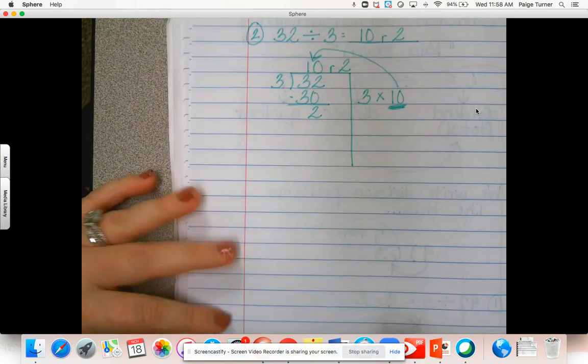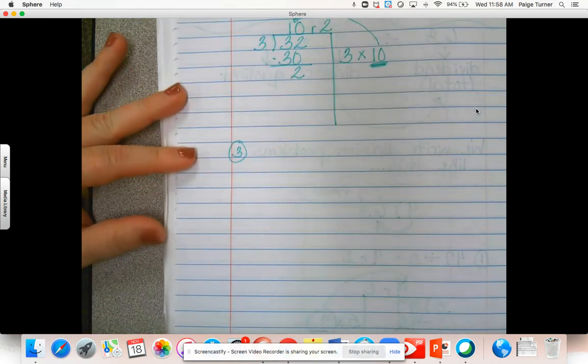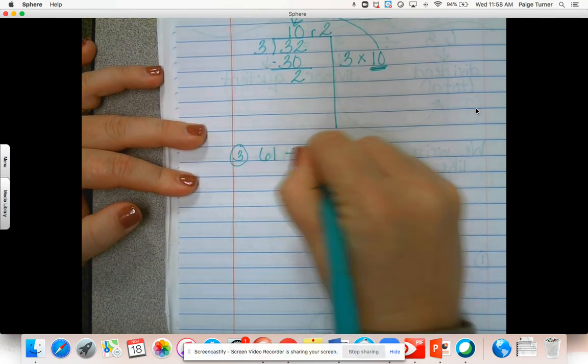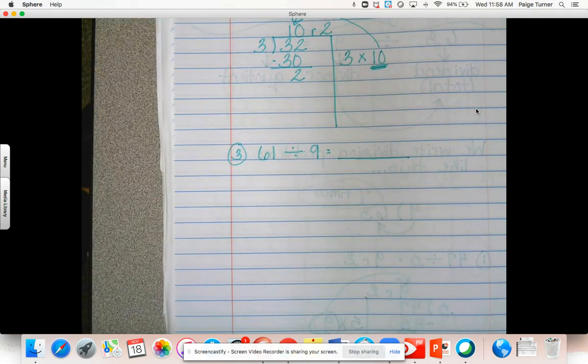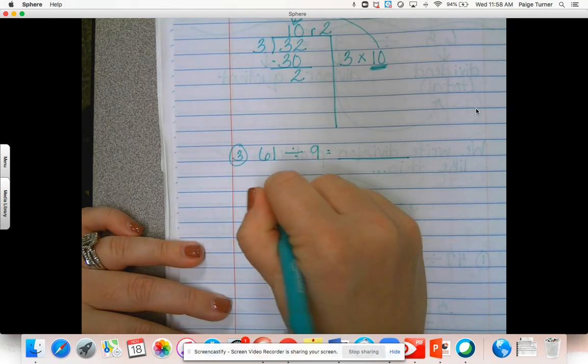Let's keep going here. All right, so this is going to be number 3. And let's do 61 divided by 9. Okay, so skip down a couple lines. Go ahead and get this set up here in your notebook.